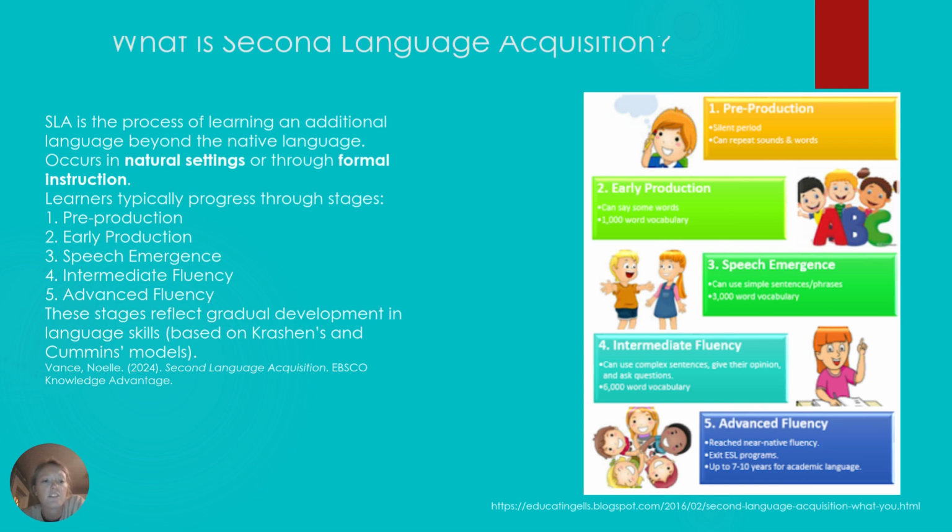There's 5 stages, so the learners typically progress through these stages, starting with stage 1, which is pre-production. Stage 2 is early production. Stage 3 is speech emergence. Stage 4 is intermediate fluency. And then stage 5 is advanced fluency. So the stages reflect the gradual development in the language skills of the student.